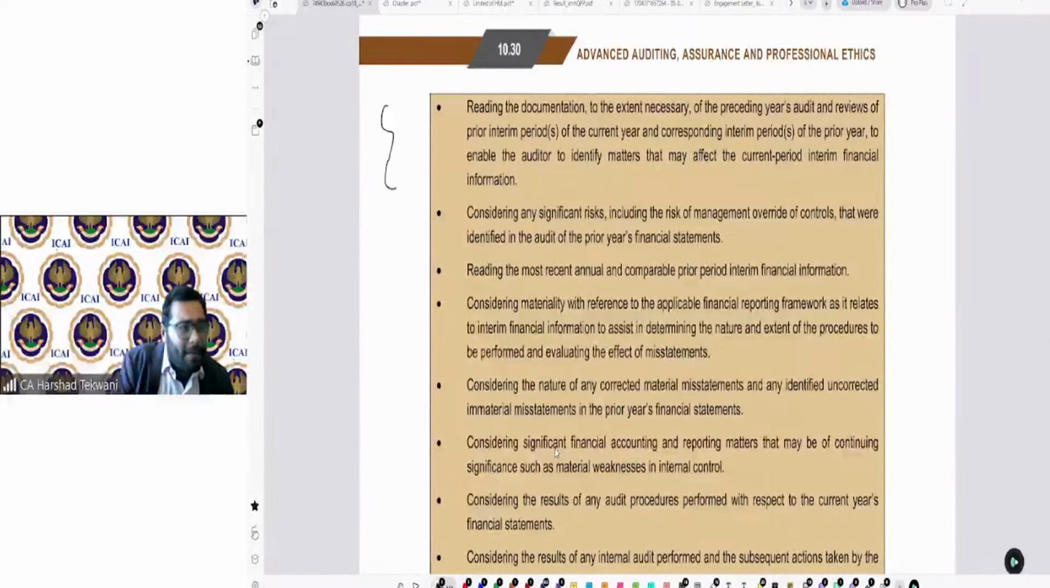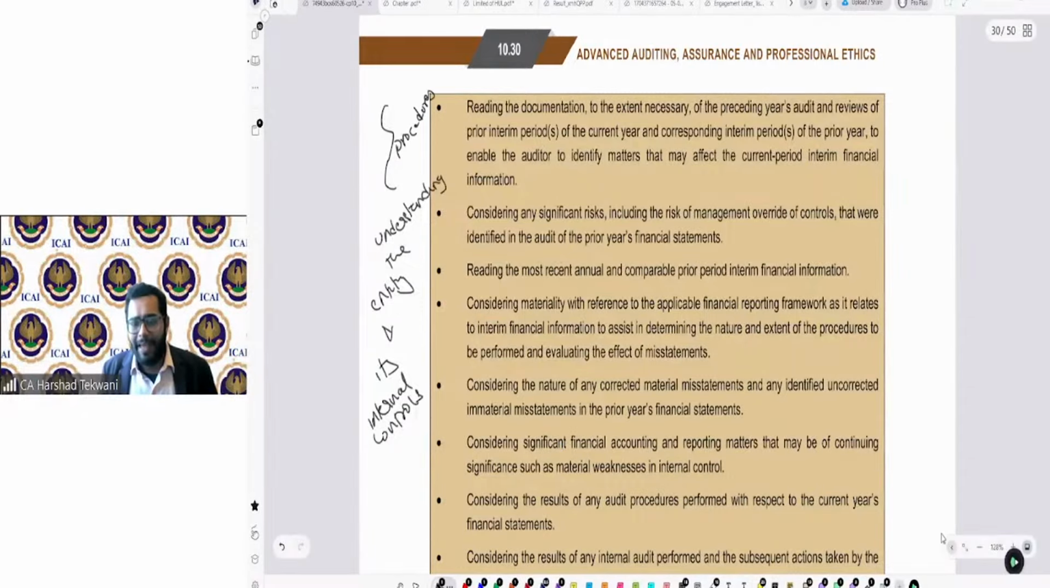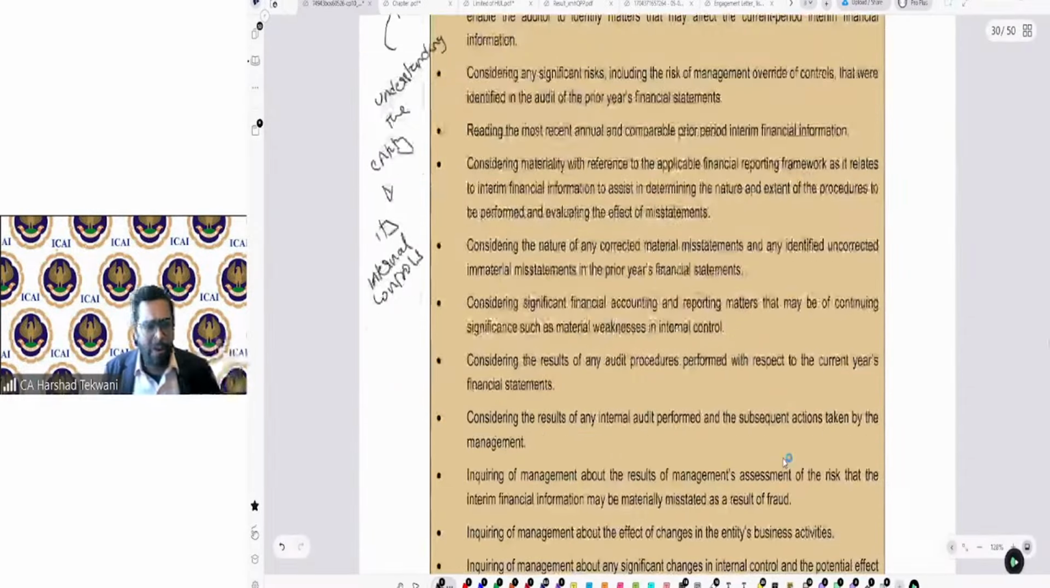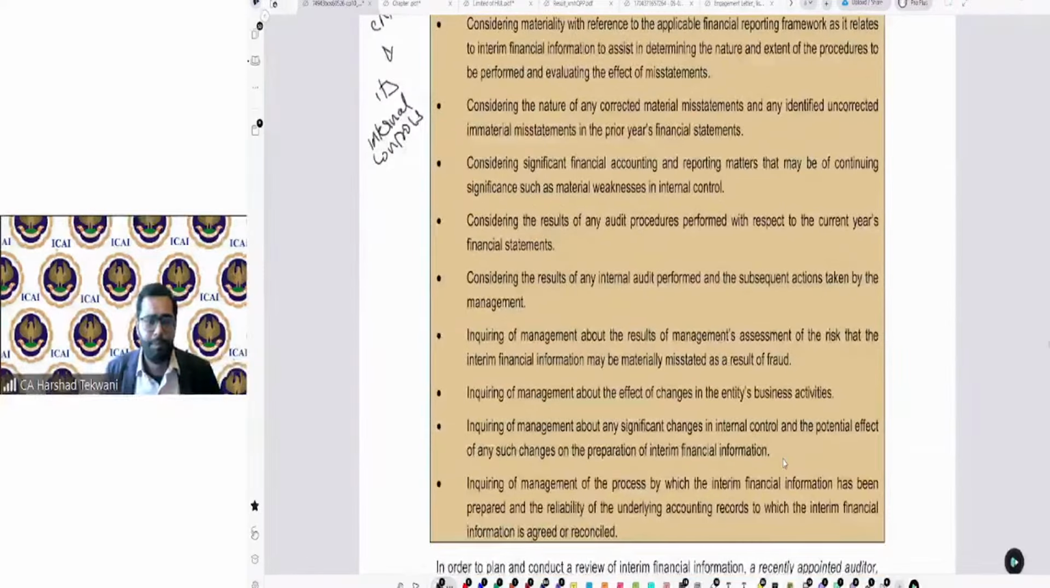So what can be done while understanding the entity and its internal controls? These are some procedures basically. Similarly, we have the procedures in SA 315. On the same line, you will see the procedures over here. There is nothing different.